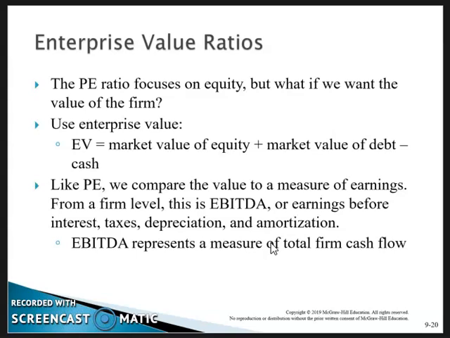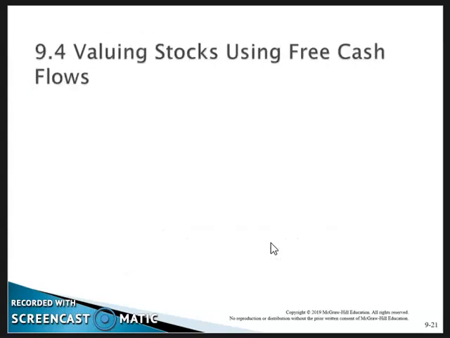We use EBITDA, earnings before interest, taxes, depreciation, and amortization. The EBITDA represents a measure of total firm cash flow. So the enterprise value ratio is enterprise value divided by EBITDA. We can also value stocks using free cash flow.